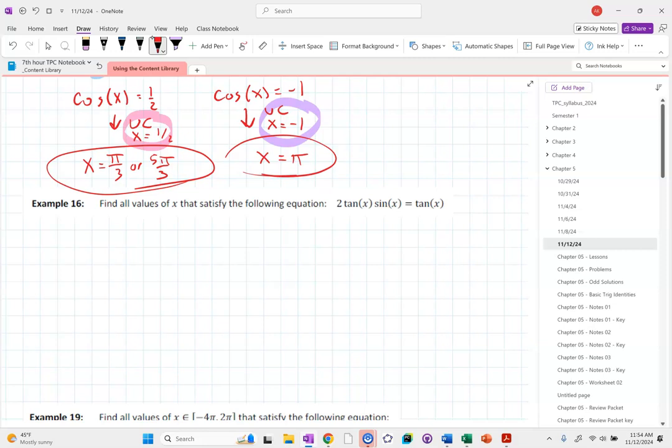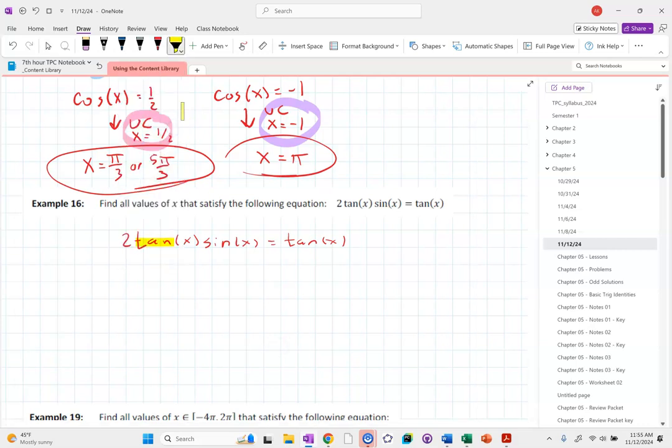The second thing I notice here is that I have two different trig functions in my equation. So when I see that, one of two things is going to have to happen. When I see two different trig functions in the same equation, the first option is I can try to use some identity or identities to rewrite them so they're all the same trig function.